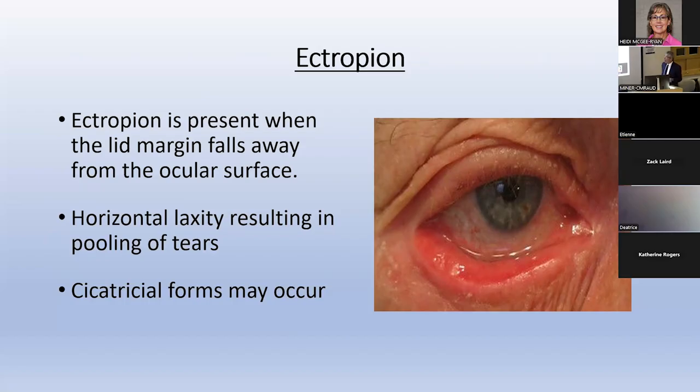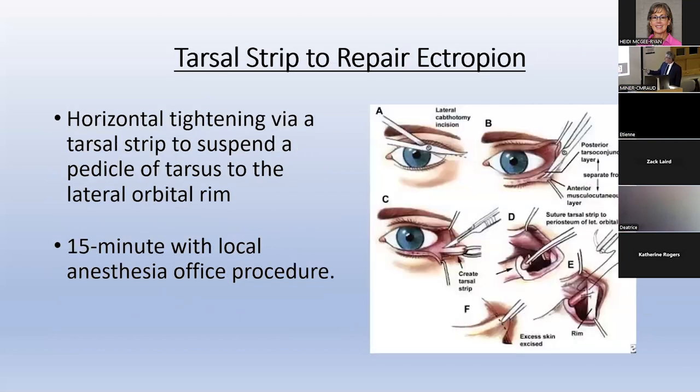Well, it's almost always due to horizontal laxity, and they're very easily fixed through what's known as a tarsal strip. It's kind of a busy slide, but basically a small cut is made in the lateral canthus to expose the lateral orbital rim, which is right there. It's not hard to find. The tarsus is pulled over to see how much laxity there is. A small tarsal pedicle is made, sutured with one suture to the rim, and then you close the skin. It takes about 15 minutes in the office.